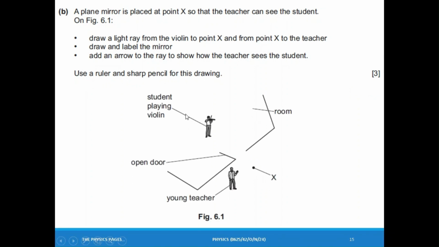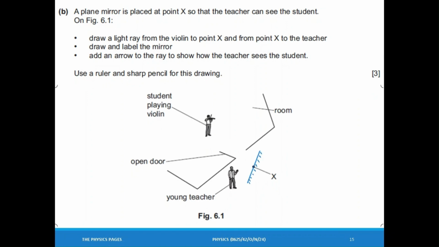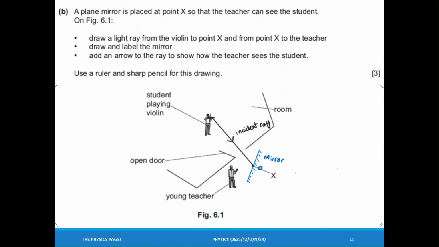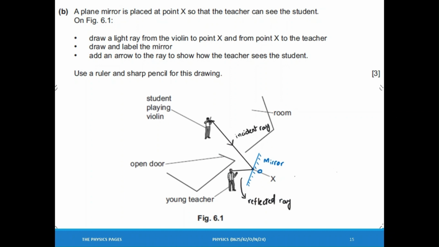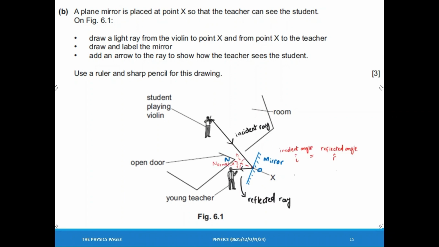First of all, we have to draw a mirror having one silvered side while the other is shiny. Now we have to draw an incident light ray from the violin to point X, which is labeled as the incident ray. Another ray from point X to the teacher is labeled as the reflected ray. A dotted line represents the normal. The angle of incidence i is marked between the incident ray and the normal. Also the angle of reflection r, which is between the reflected ray and the normal. Here we need to take care that the angle of incidence i should be equal to the angle of reflection r.